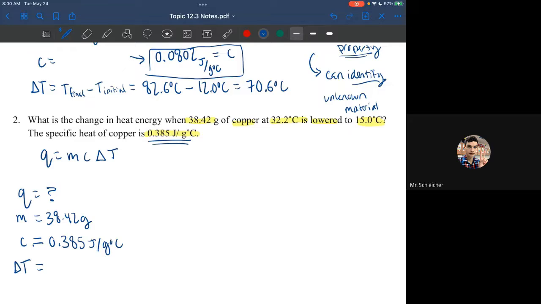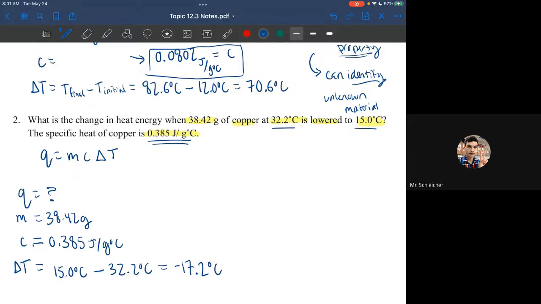And I know my change in temperature is supposed to be my final temperature minus my initial temperature. Which one of these is my final temperature? The 32 or the 15? The 15. So I'm going to do 15.0 degrees Celsius minus the initial temperature of 32.2 degrees Celsius, and see what we get there. Probably negative something. Yeah, I feel like I was supposed to be able to do that in my head, but I got negative 17.2 degrees Celsius as the change in temperature.